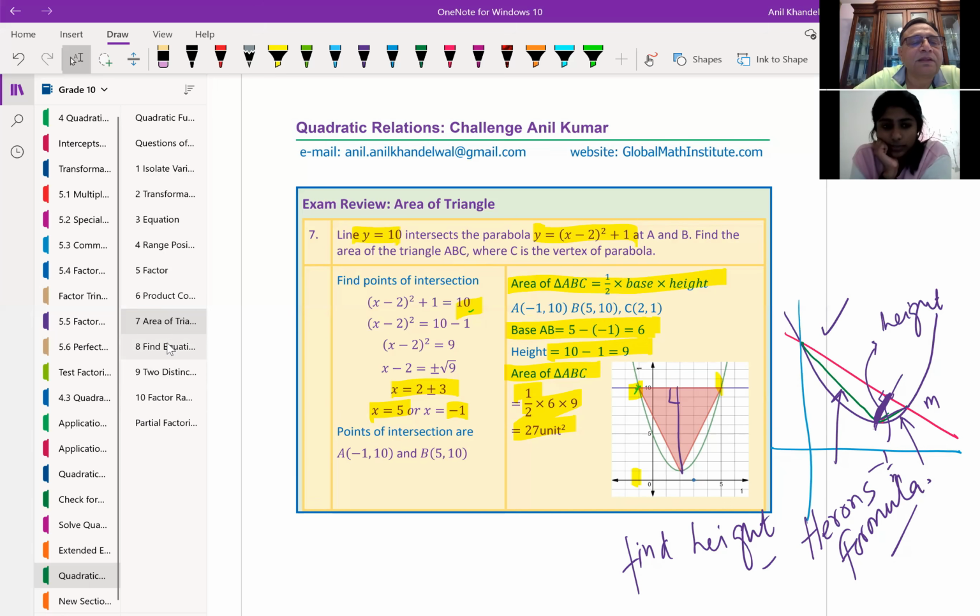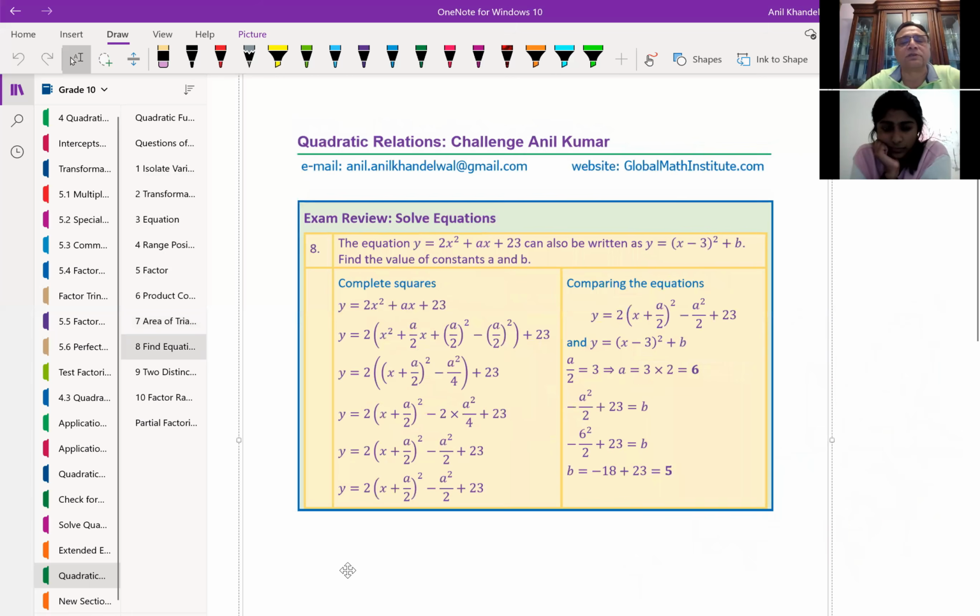Let's move on and take the next question, which is question number 8. The equation y equals 2x squared plus ax plus 23 can also be written as y equals 2 times x minus 3 whole square plus b. Find the value of constants a and b. That should not be difficult.